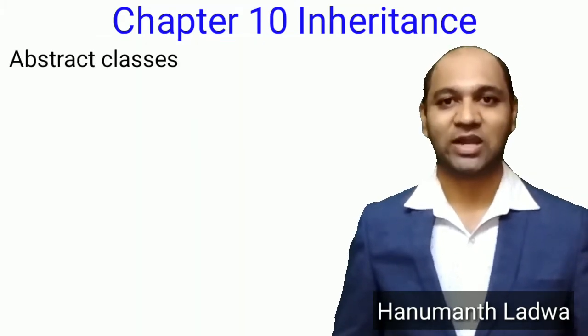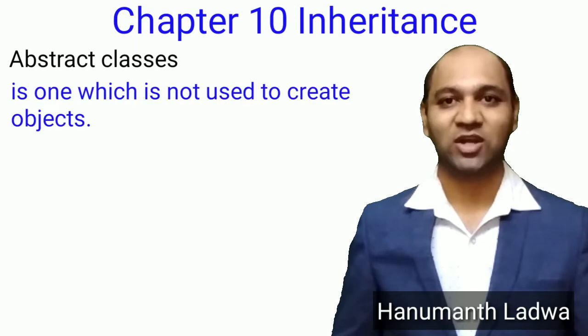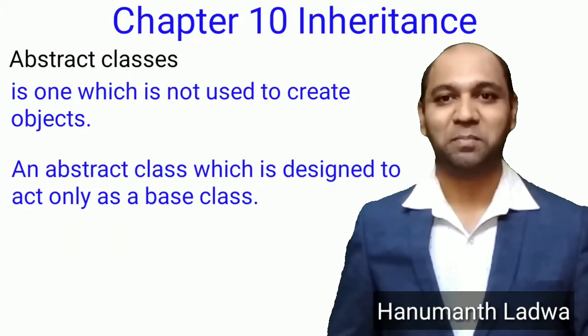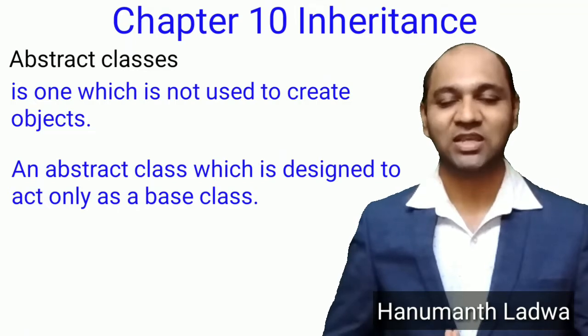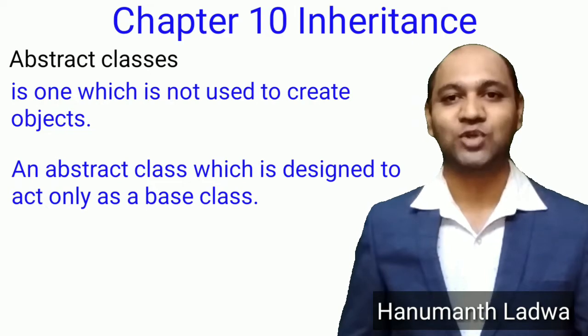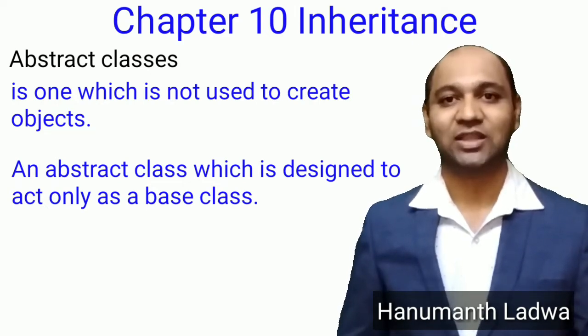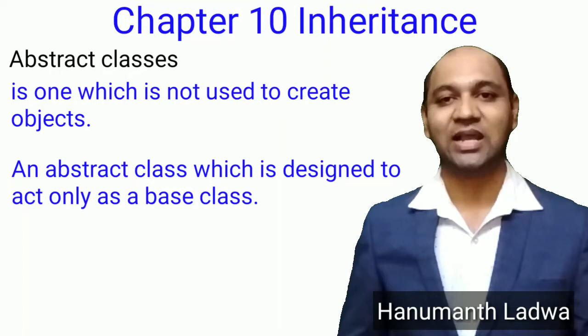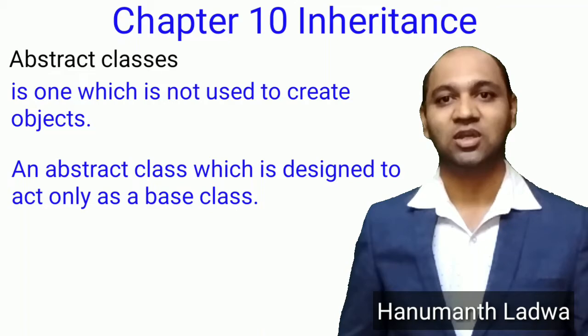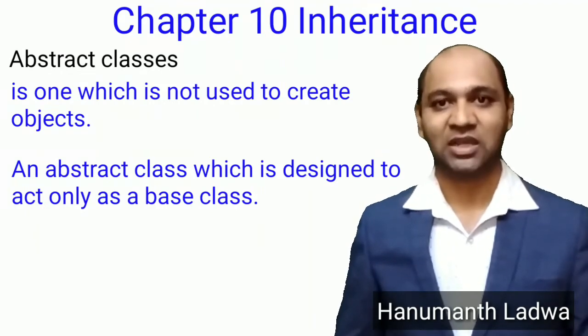Now let us study abstract classes. An abstract class is one which is not used to create objects. An abstract class is designed to act only as a base class. Here you would have seen in the single level inheritance, the base class is acting as an abstract class because we are not going to create the object of that particular class, but we are going to create the object of the derived class. Hence the base class is acting as an abstract class, which is not used to create objects of that particular class.